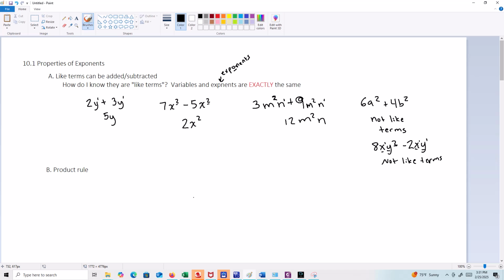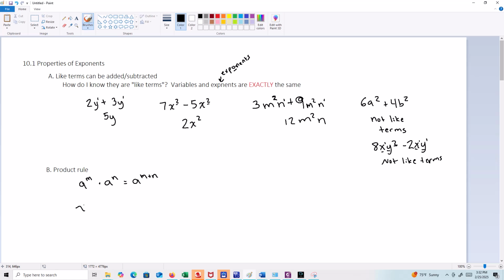All right, so there is a product rule, and let me just give you the product rule, and then I will explain it. The product rule says that given a base a, a to the m power times a to the n power equals a to the m plus n power. So why is that?